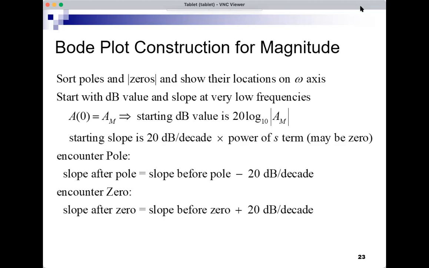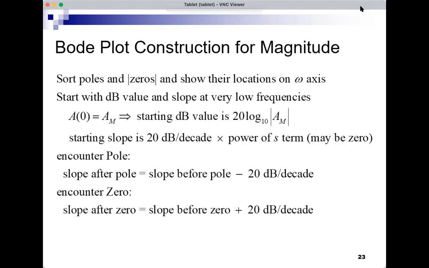which is A of 0, so 20 log A of 0. And if there is an S term, which we did not show, just in case there is an S term, then there will be a starting slope. But we will rarely see that. And then we move along the omega axis. So we're now walking along the x-axis.